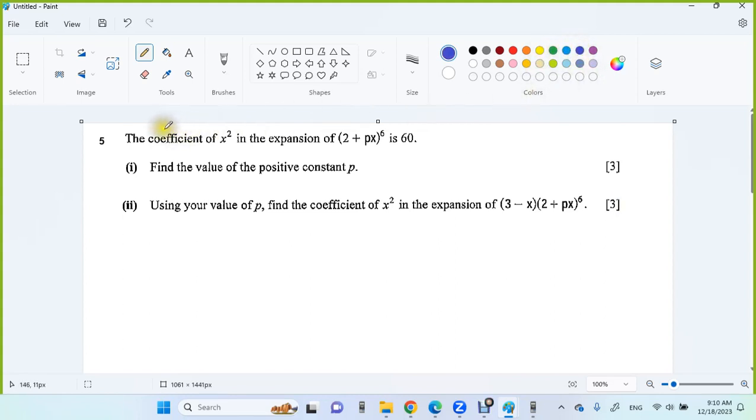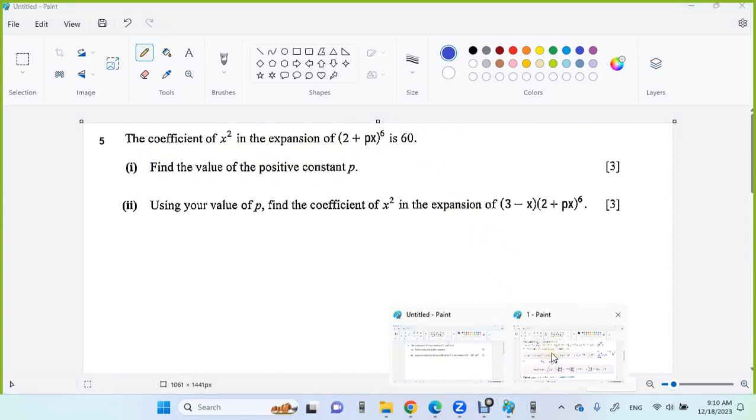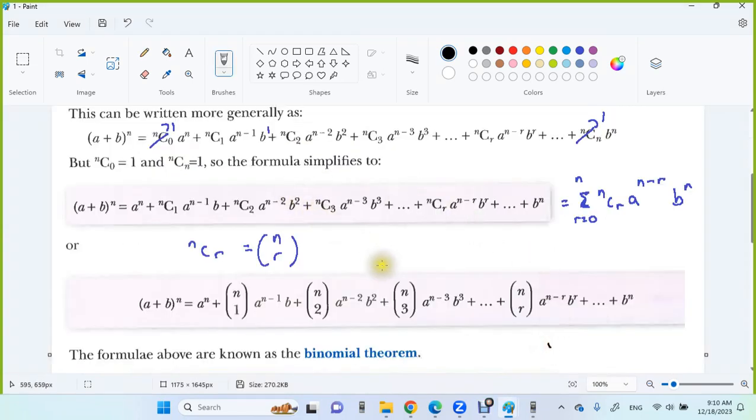We look at this question. The coefficient for x squared in the expansion of (2 + px)^6 is 60. We want to find the value of the positive constant p. Okay, so for this one, we use binomial expansion.